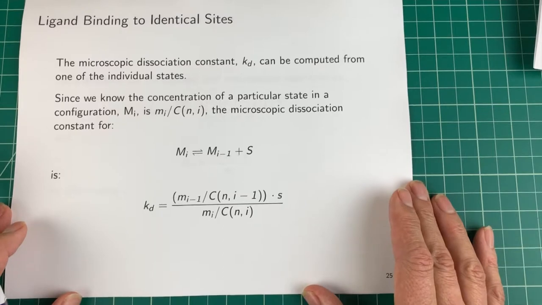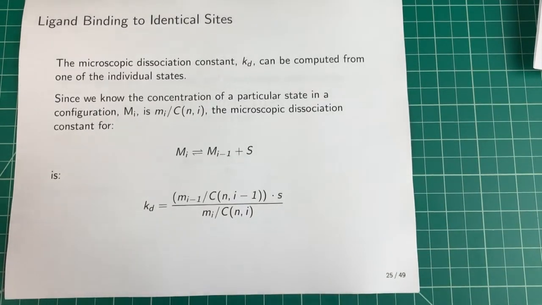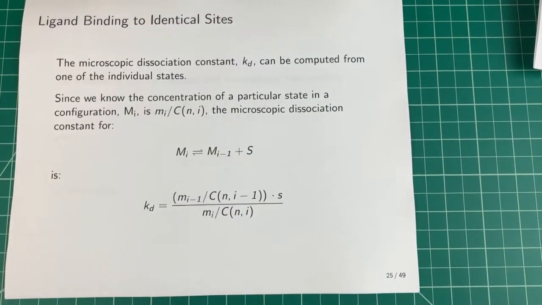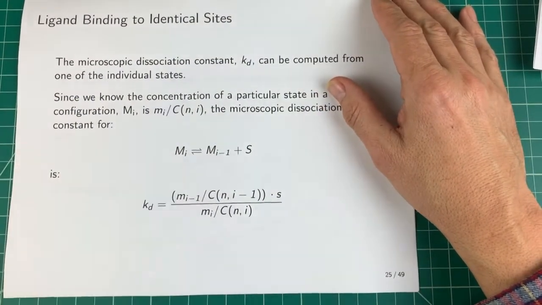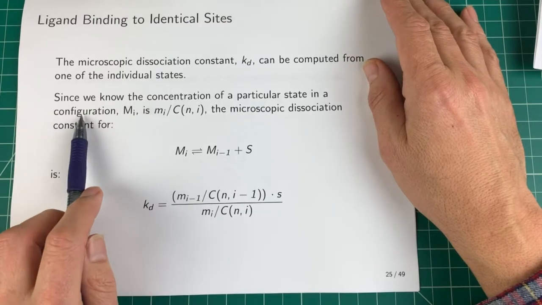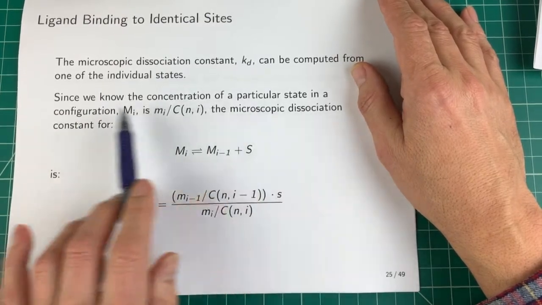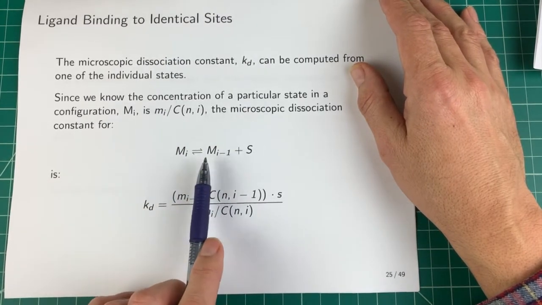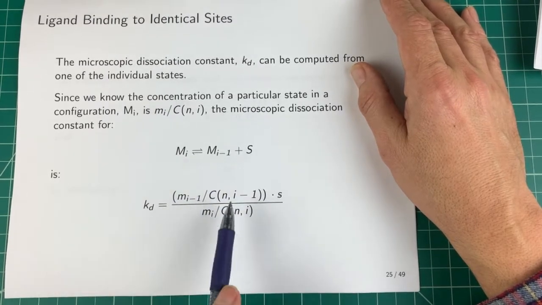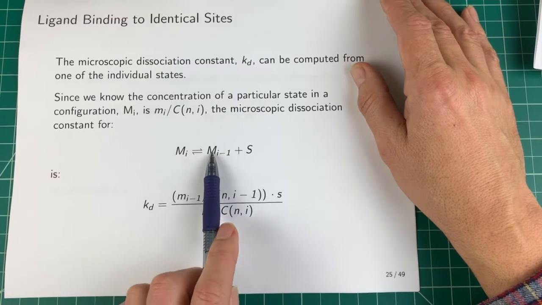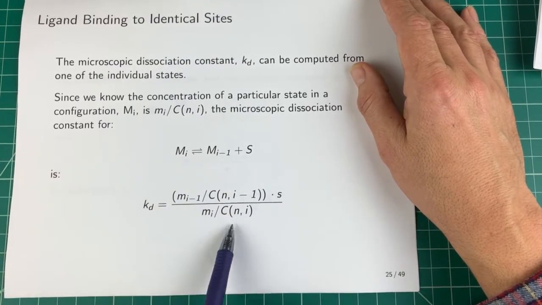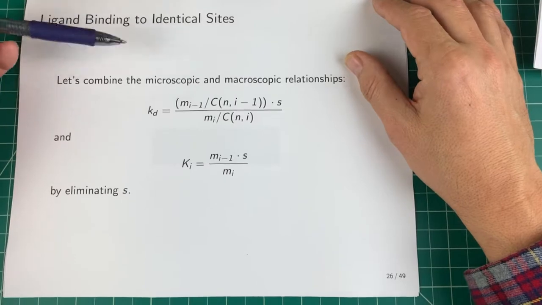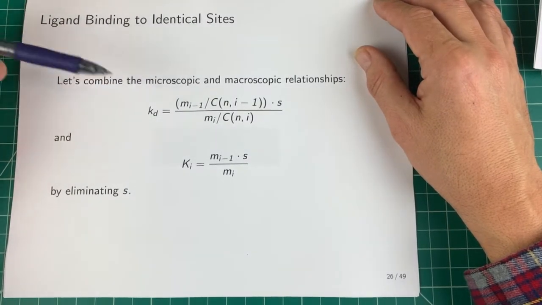Now, what about the microscopic dissociation constant? So here I just gave you the macroscopic dissociation constant. Here I'm going to give you the microscopic dissociation constant. So again, we know that the concentration of a particular state in configuration Mi is little Mi divided by that. And so the microscopic dissociation constant for this process is the average concentration on the right side times the ligand divided by the average concentration on the left side. Okay. So now I have these two. I've now computed the microscopic and the macroscopic dissociation constants.